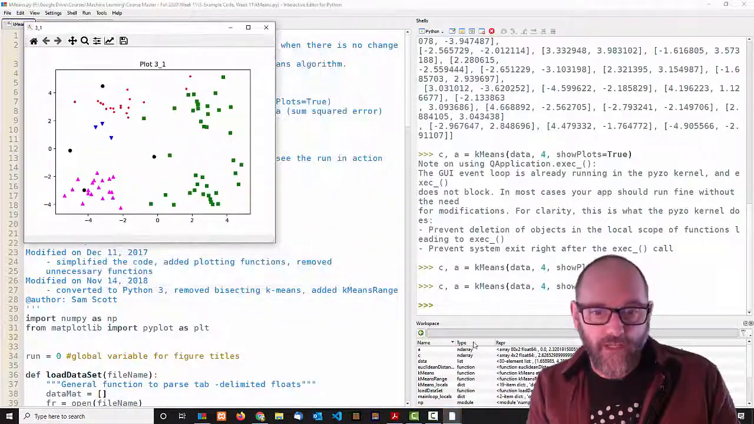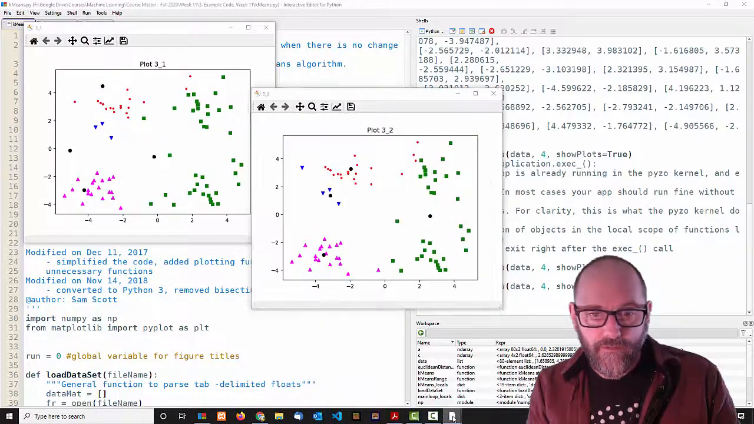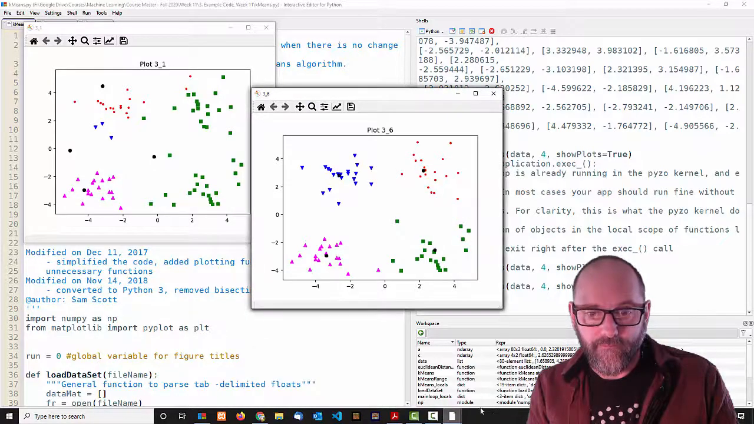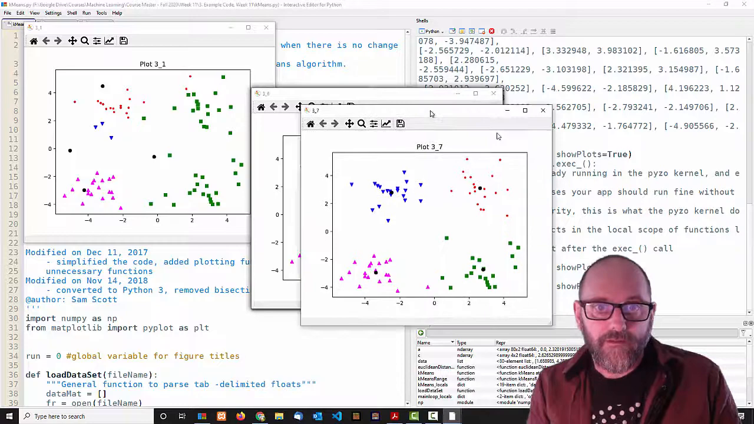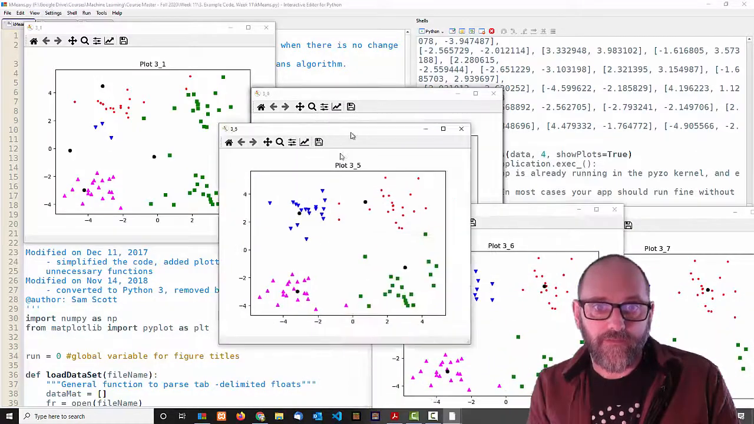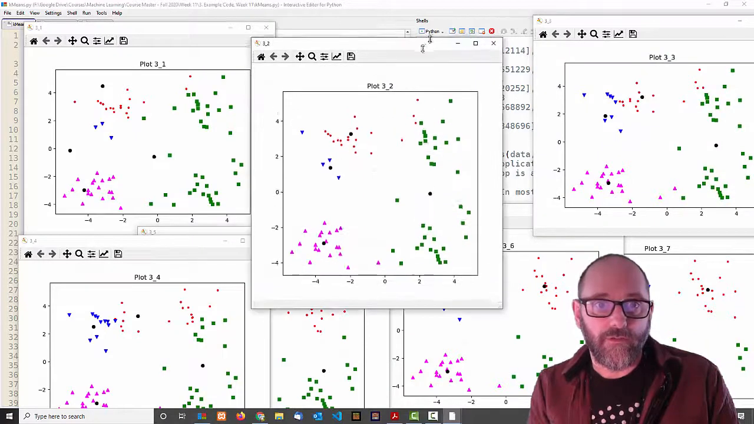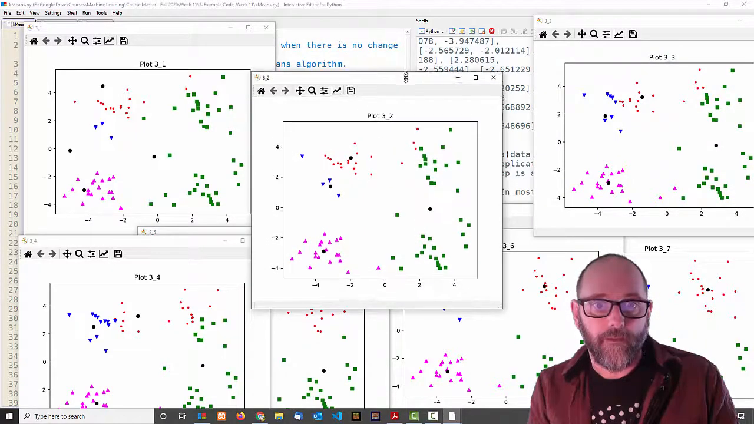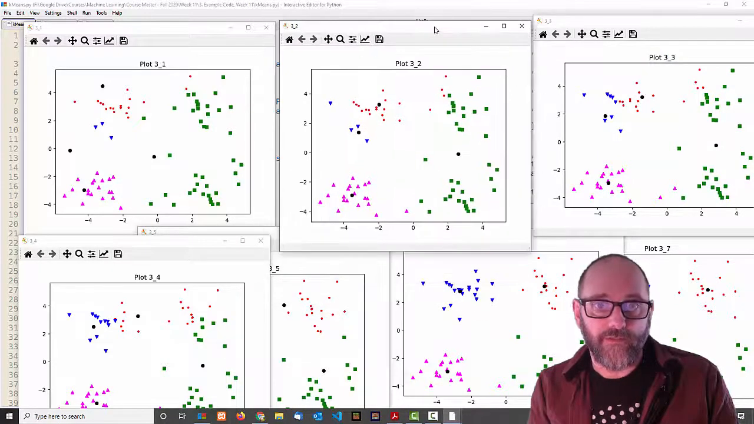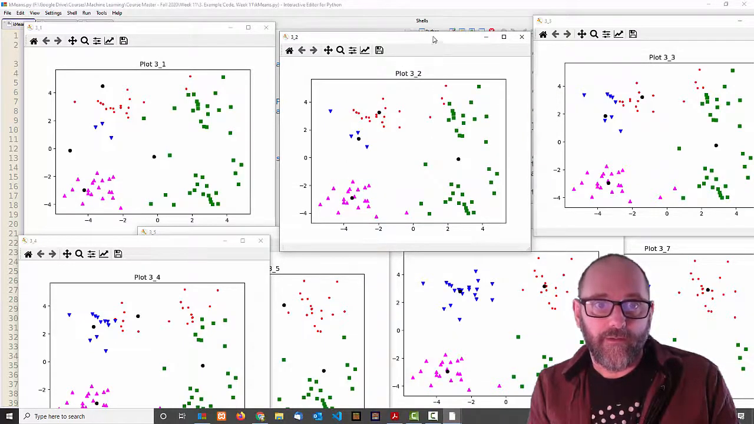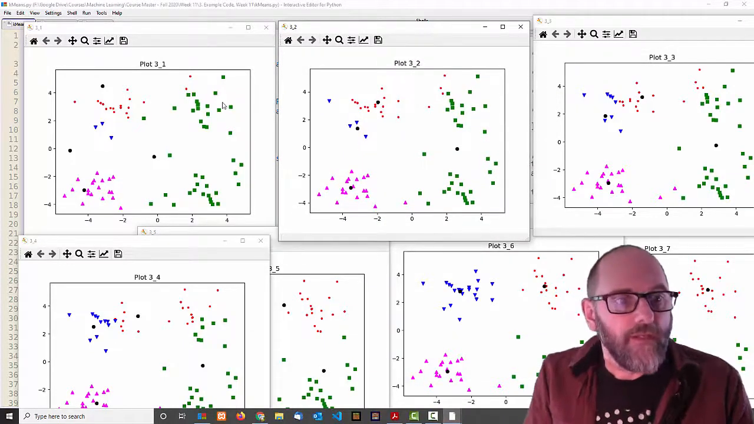So this one has a lot more. 2, 3, gotta bring them all up. So 7, 6, 5, 4, 3, 2. Oop. It's going to make it hard to compare because I just changed the shape of that one. That's pretty close. So there we go.